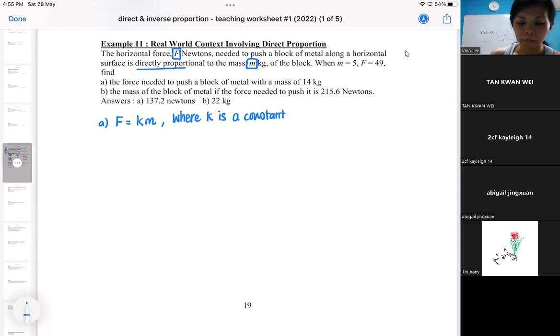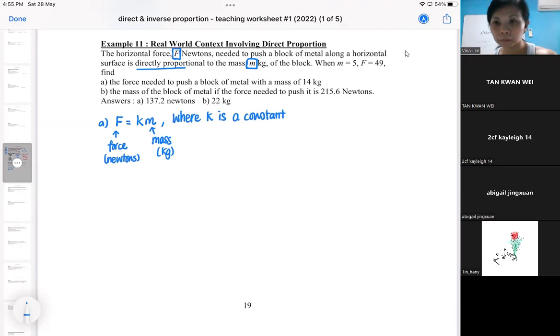So if you do the setup, do make sure you know what it represents. So in this situation, it represents the force. The unit is Newton. And the force is dependent on the mass, and the mass is measured in kg. So again, they are given some information to find the value of K. So they will give you some information to find the value of K.